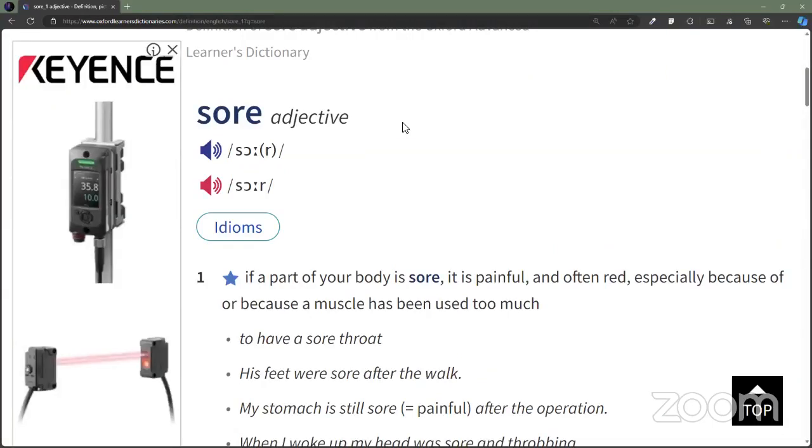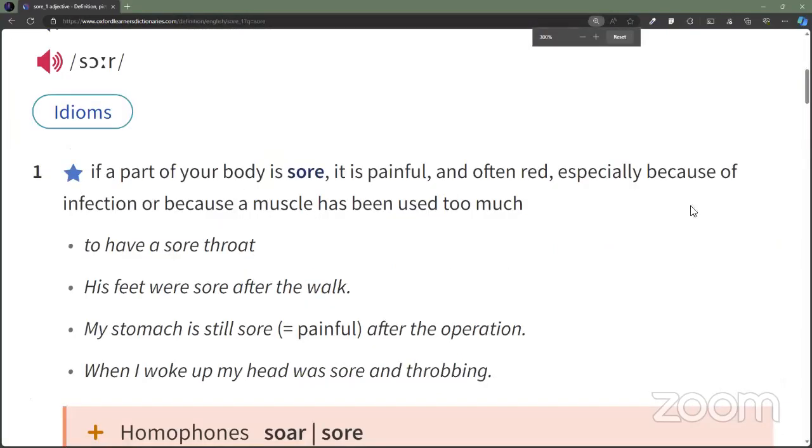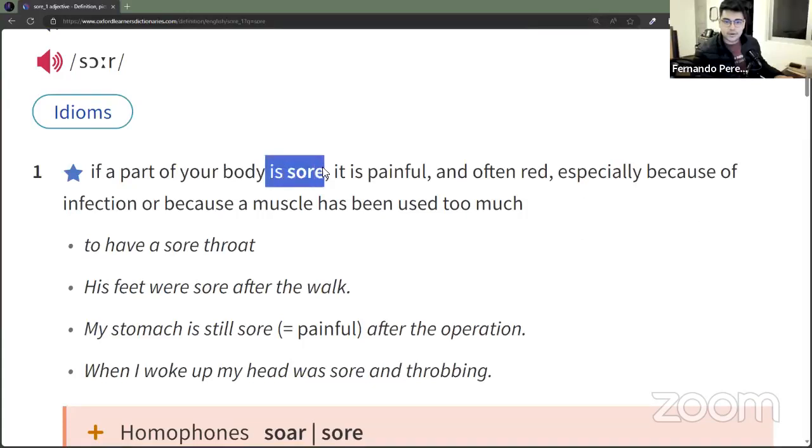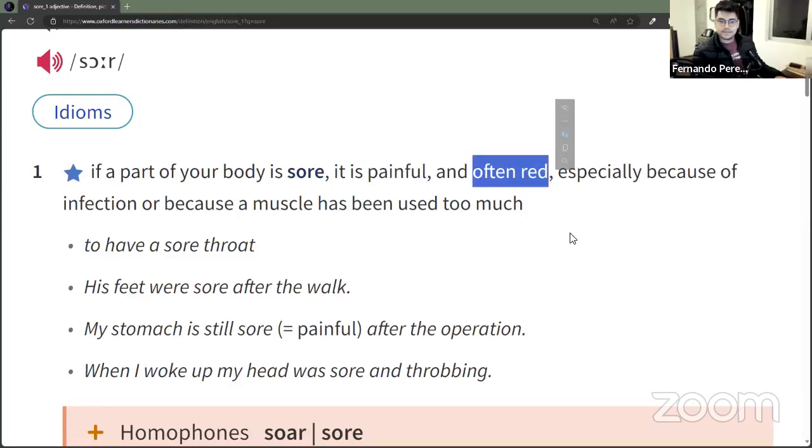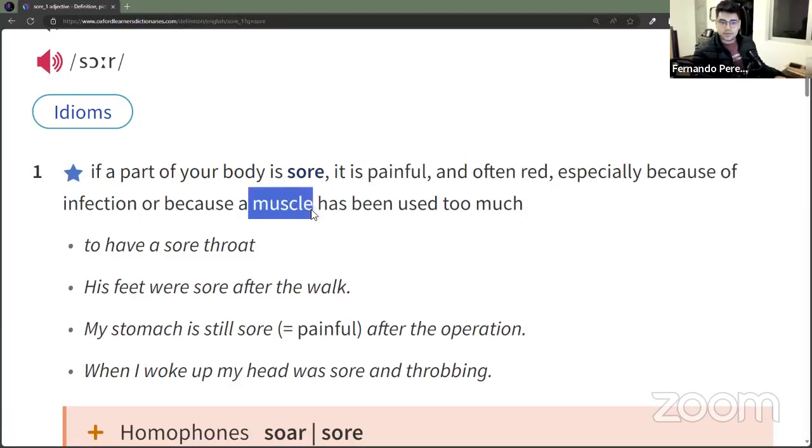Sore. If a part of your body is sore, it is painful and often red. Usually it's only for muscles. And the throat is a muscle.